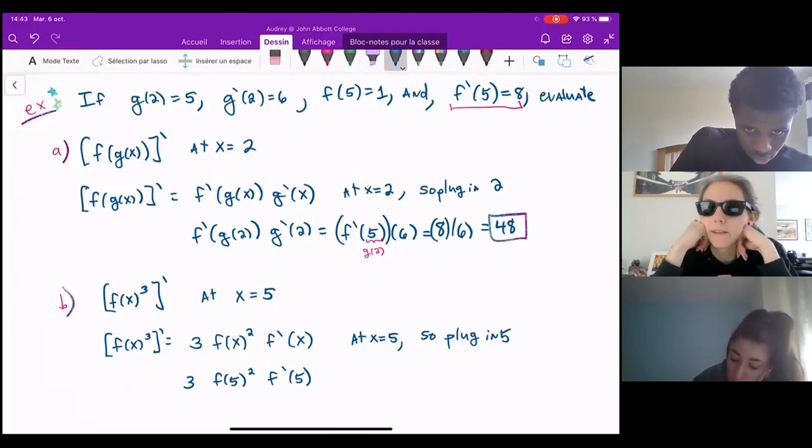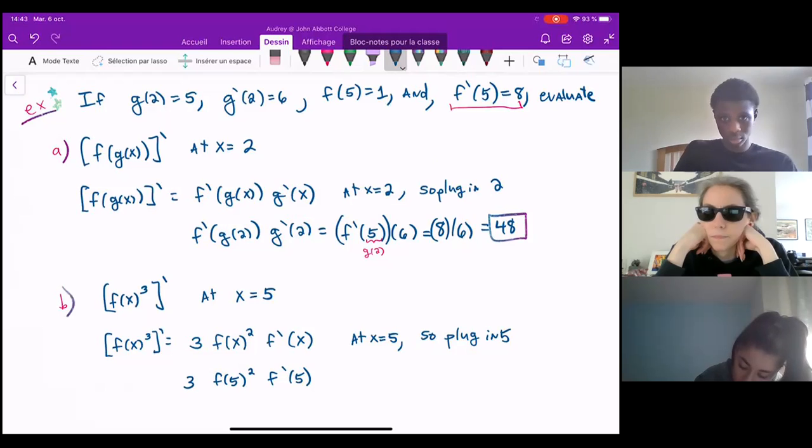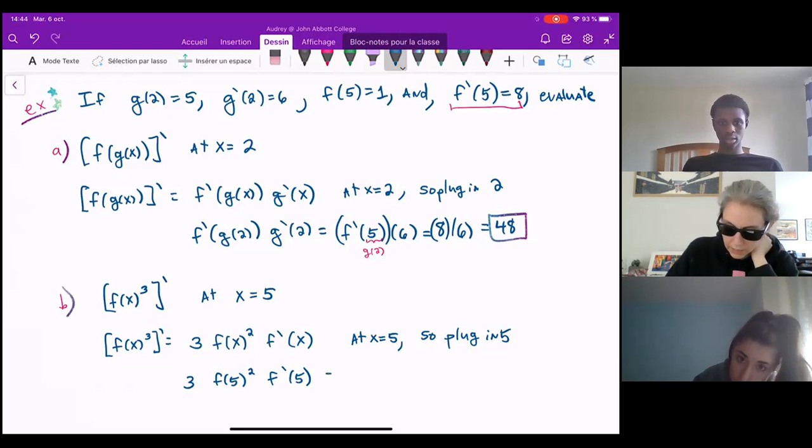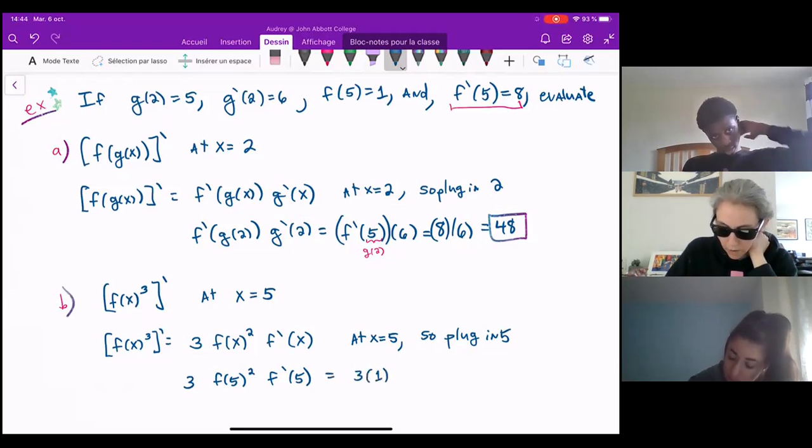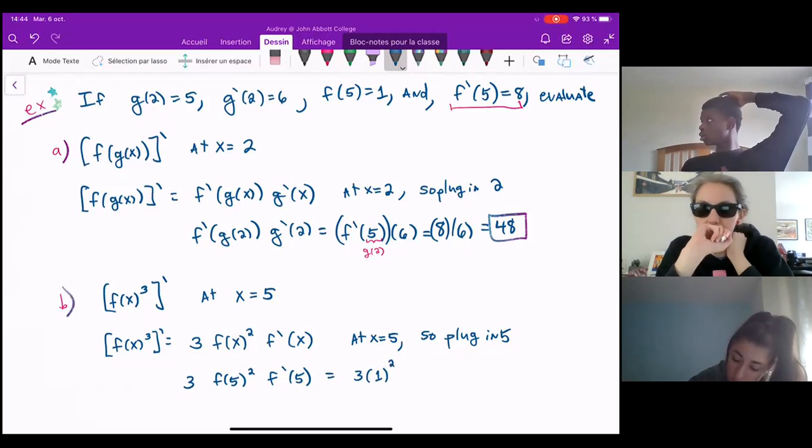But what is f of 5? You got it, it's 1. So this is equal to 3 times 1 squared. And what is f prime of 5?